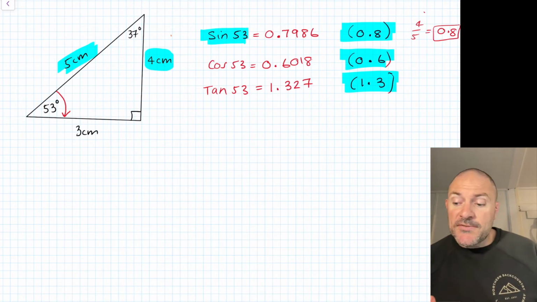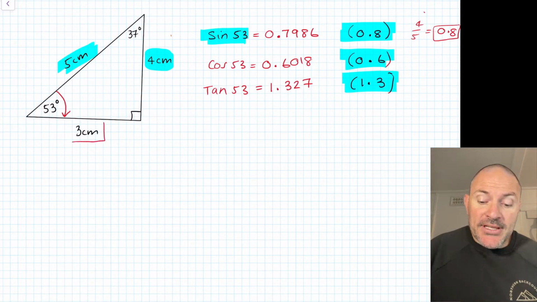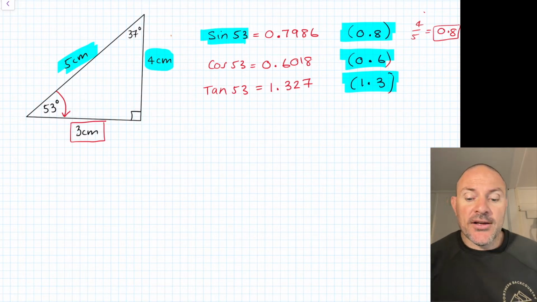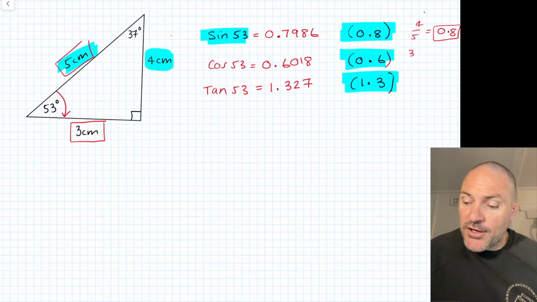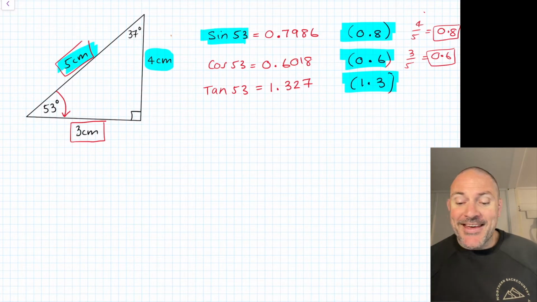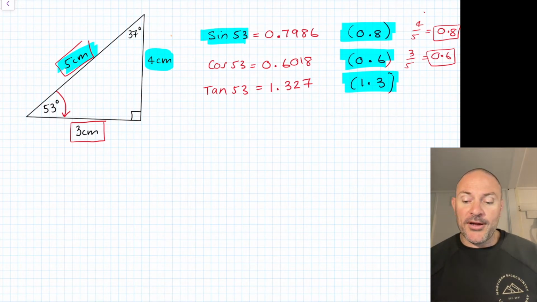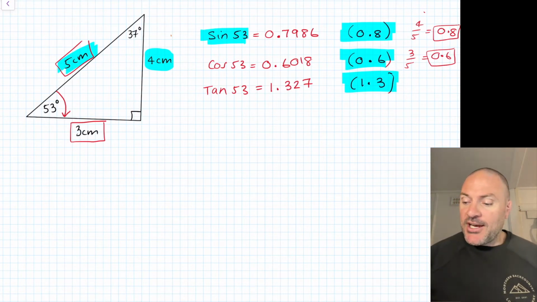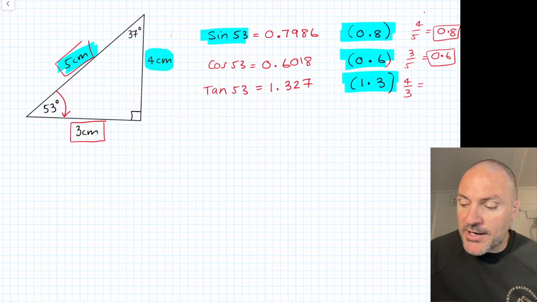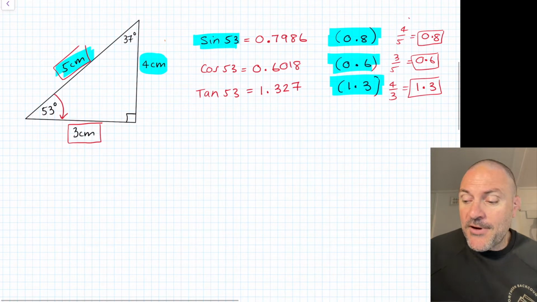He worked out that that was the same value. Likewise, when he pressed cos 53, he got 0.6. On his calculator, he typed in the adjacent side over the hypotenuse side, which is 3 over 5, and he came out with 0.6. Well, that's pretty cool. And then to finish off with, he pressed tan 53, got 1.3, and on his calculator, he typed in the opposite over the adjacent, which is 4 over 3 in this one, and it came out to 1 decimal place to be 1.3. A very smart guy.